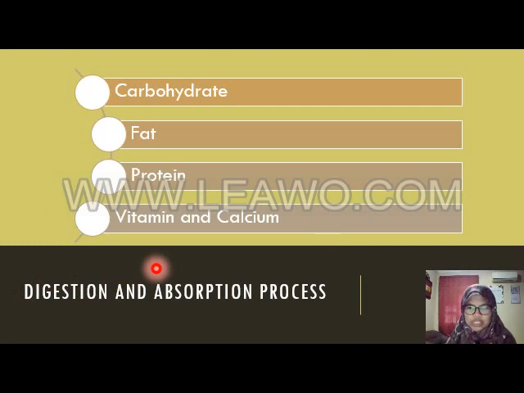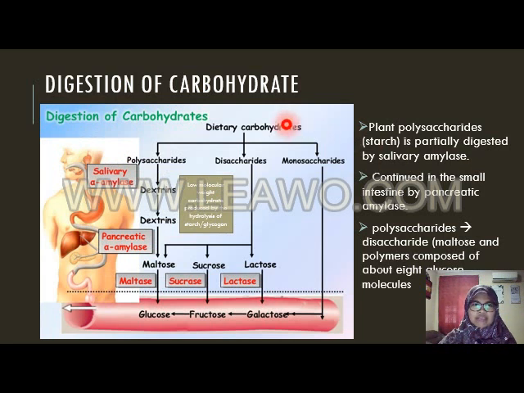So now we are going into more detail on the digestion and absorption process of carbohydrate, fat, protein, and also vitamins and calcium. First, we'll start with the digestion of carbohydrate. On many occasions, we eat carbohydrates as polysaccharides. It means plant polysaccharides, for example, like starch. We also ingest them in rice, bread, as well as noodles.